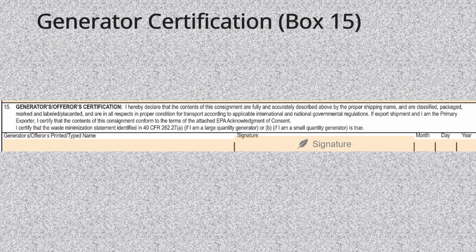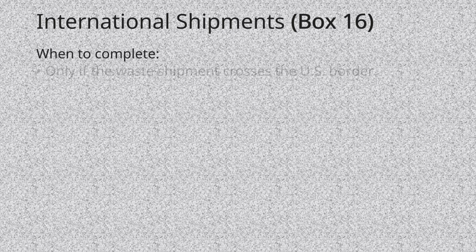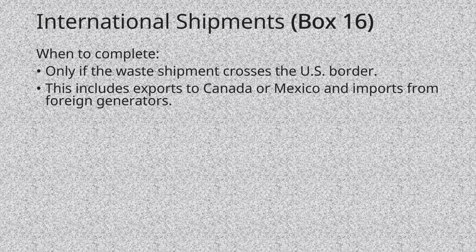The generator or authorized agent must sign and date Box 15, certifying the waste is accurately described, properly packaged, and transported under applicable DOT and EPA requirements. Box 16 is used only for international shipments of hazardous or PCB waste. If the waste stays within the U.S., you can leave this box blank.